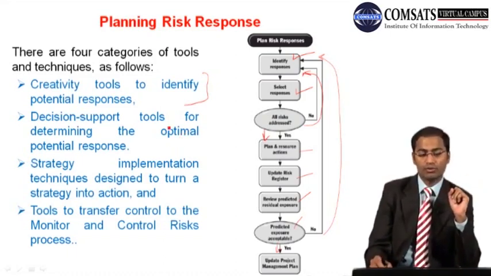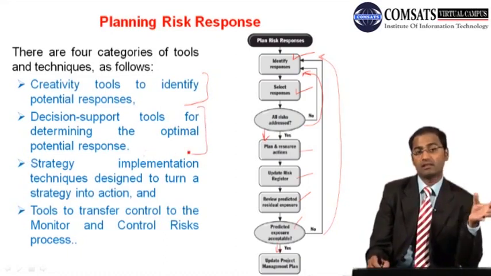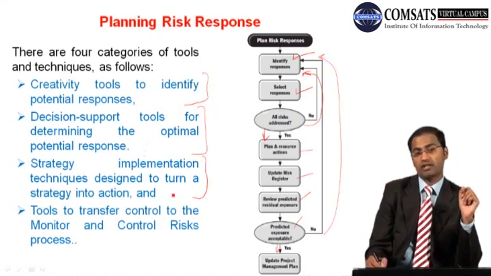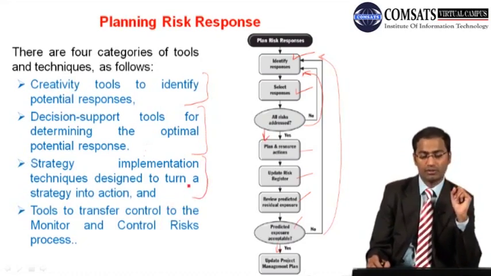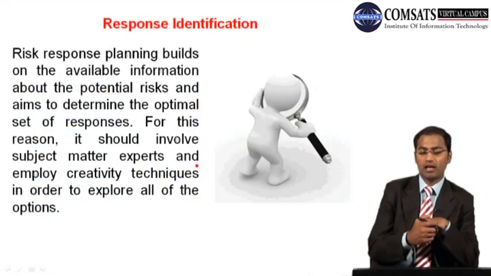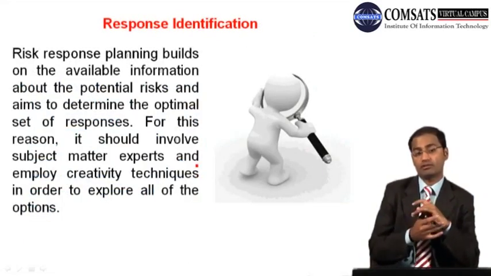And then decision support tools for determining the optimal potential responses. So all these Excel sheets and software and stuff like that. Strategy implementation techniques designed to turn a strategy into action, and tools to transfer control to the monitor and control risk process. So these are four categories of tools and techniques. And then response identification was the first step.